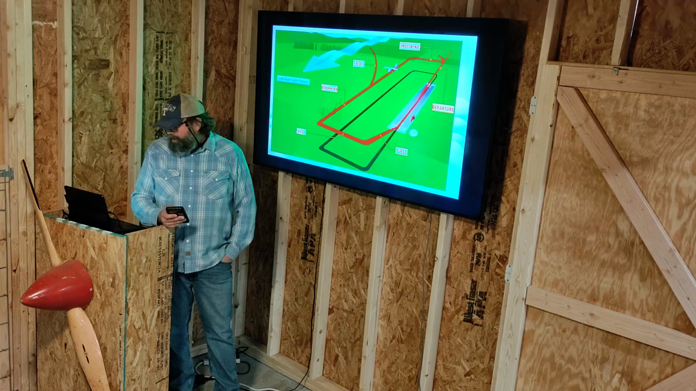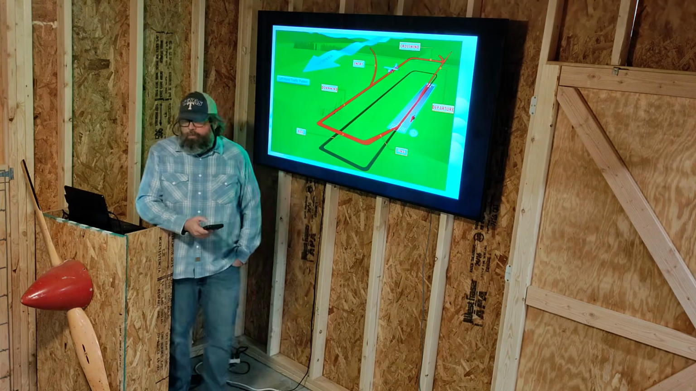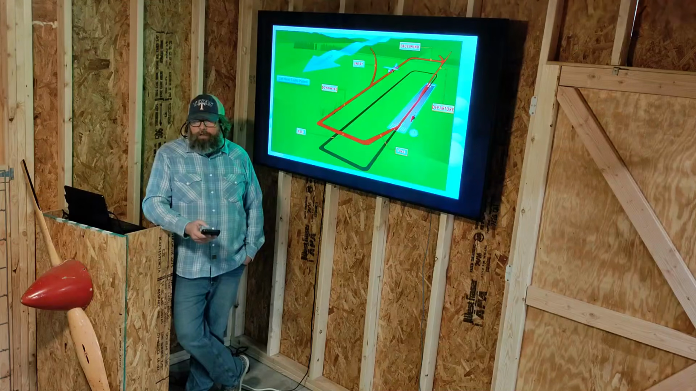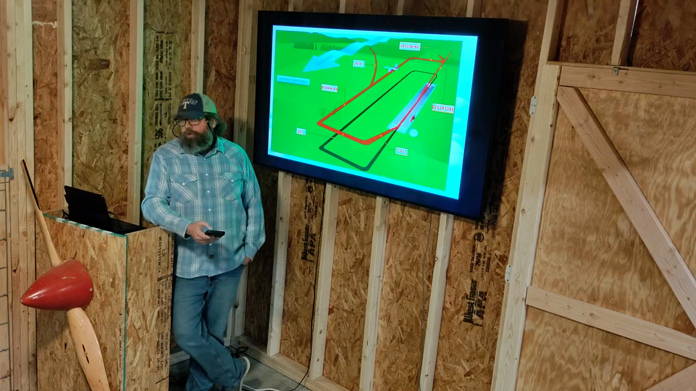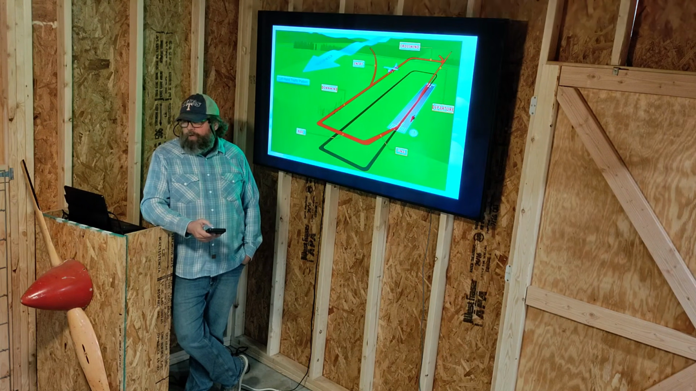All right, let's go back to the one we skipped now. That is called an entry. We're going to talk about this in a little more detail, and I'm going to show you some regulations and talk about the aeronautical information manual info and stuff like that. But that is the pattern entry. So what do you think is happening there? What kind of an entry?